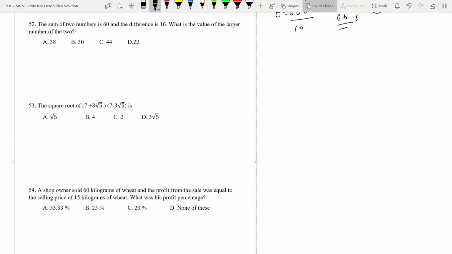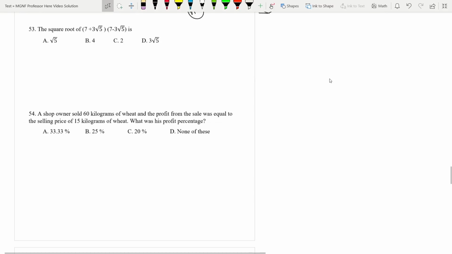Question number 52. The sum of two numbers is 60. So x plus y is equal to 60. The difference is 16. What is the value of the larger number of the two? So we can just add these two equations, which gives 2x is equal to 76, x is equal to 38. So y becomes 22. The answer is the larger number 38, option A. Question number 53. The square root of (7 plus 3 root 5) into (7 minus 3 root 5).